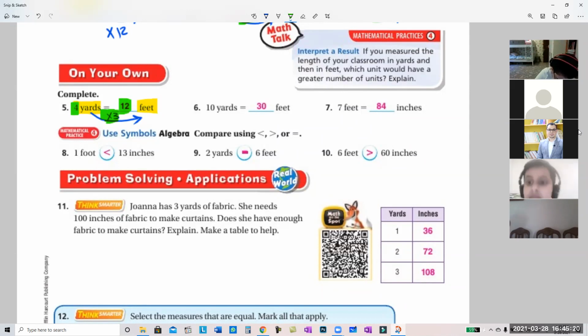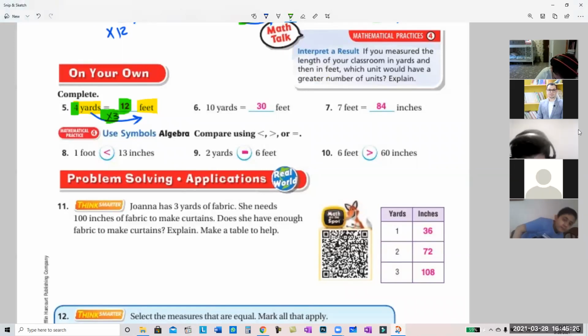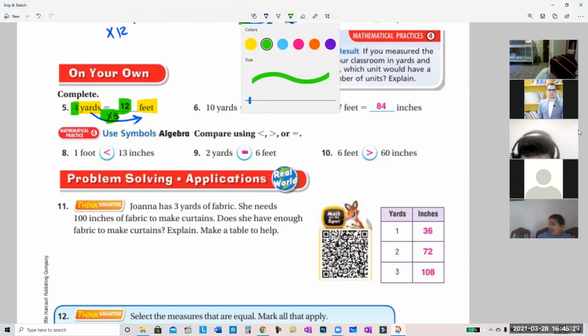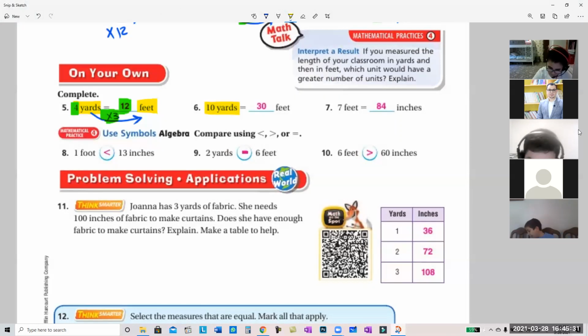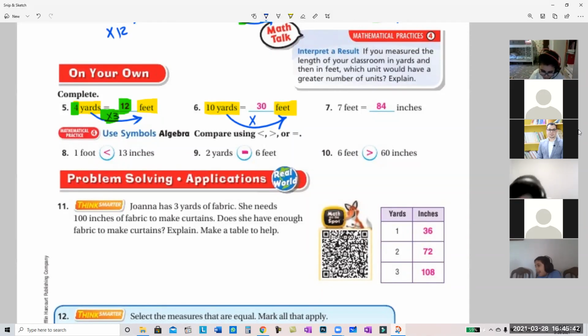Okay, what about Wissam Said? Hello, Mister. Hi, Wissam, how are you? Okay, the next one, we have 10 yards equals how many feet? From yards to feet, we're gonna multiply by what? 30. Yeah, we're gonna multiply by what? 10 multiplied by... wait. From yards to feet. How many feet in 1 yard?